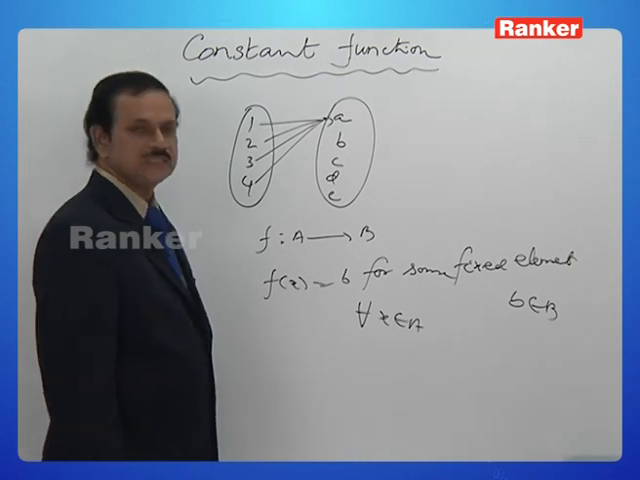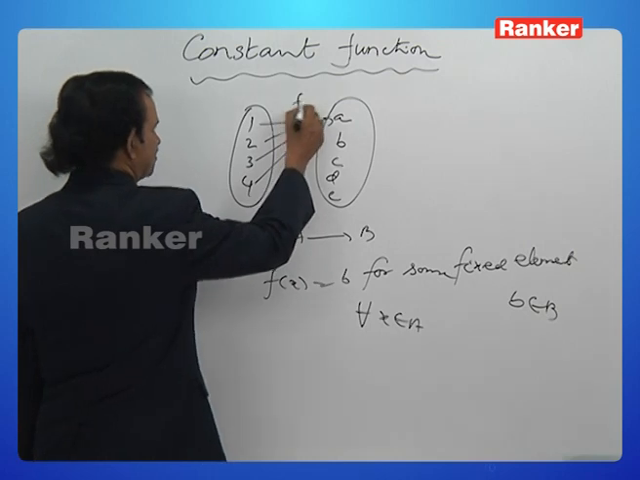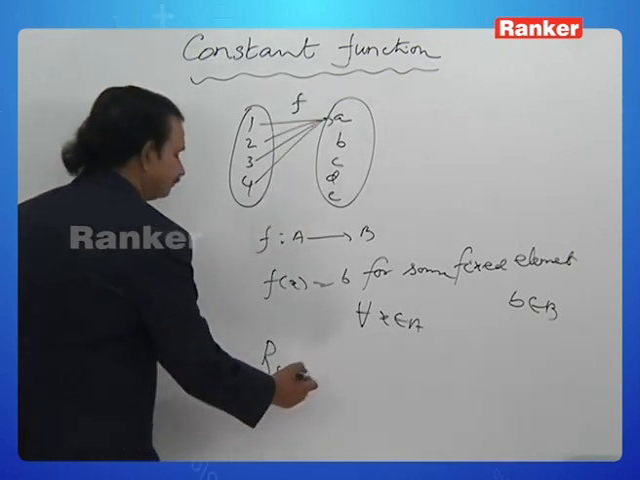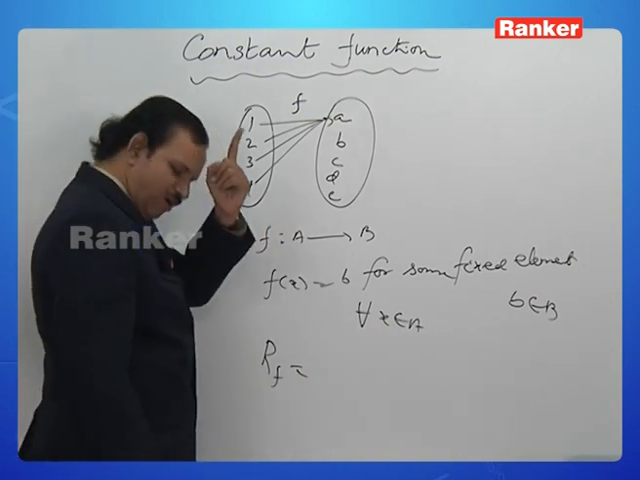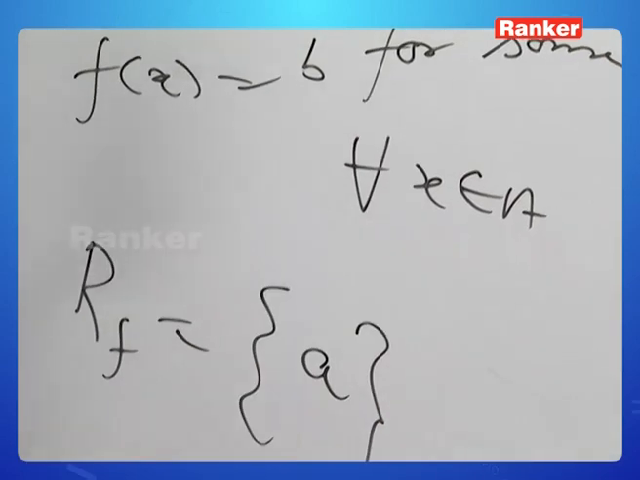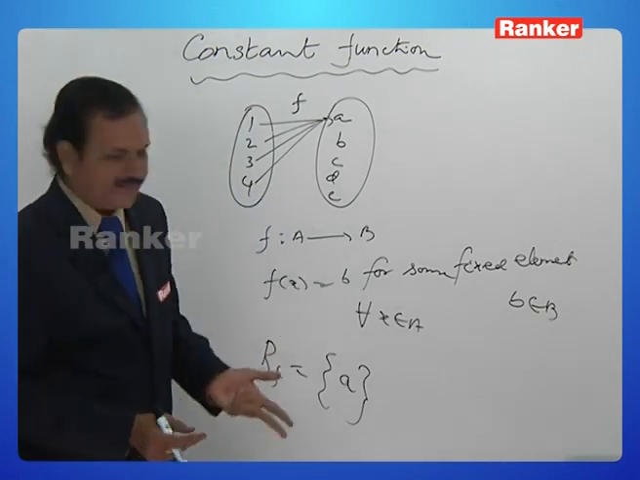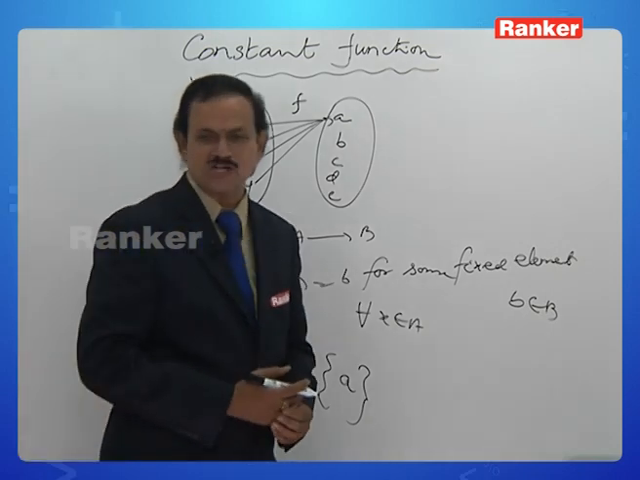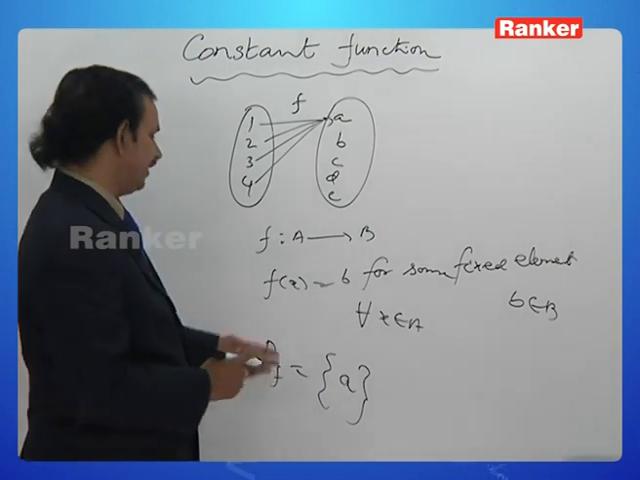What are the special things that you can observe in the case of a constant function? Suppose this is a constant function. What is the range of f here? Come on. How many elements are there in the range? Just one element. What is that? Singleton A. So, this is the characteristic feature of a constant function. How many elements will be there in the range of a constant function? Only one element.